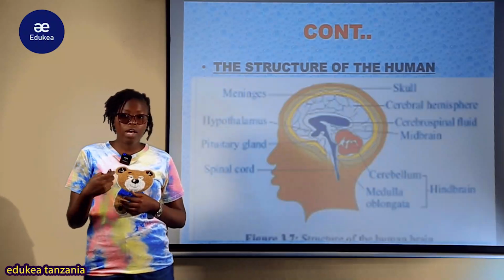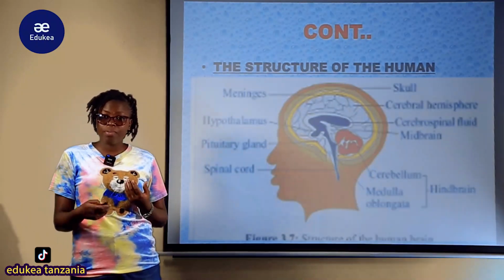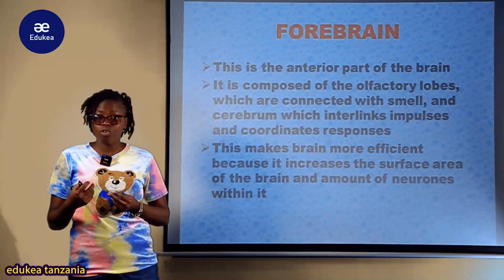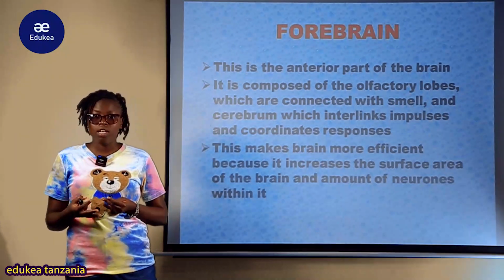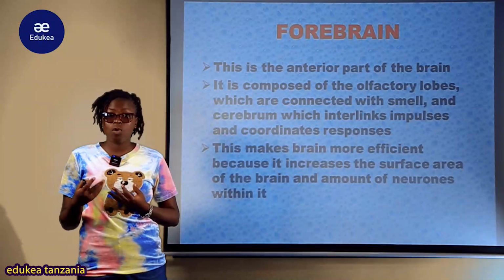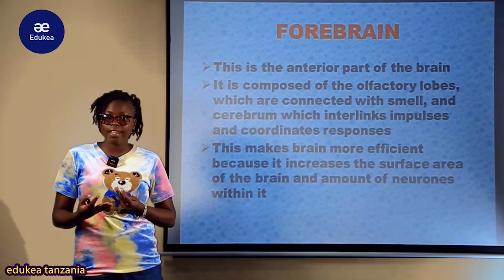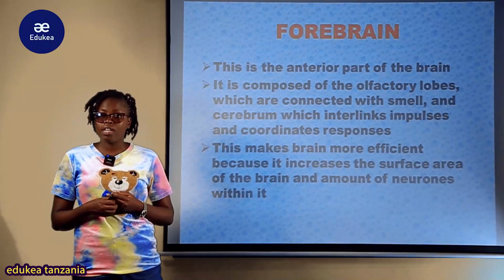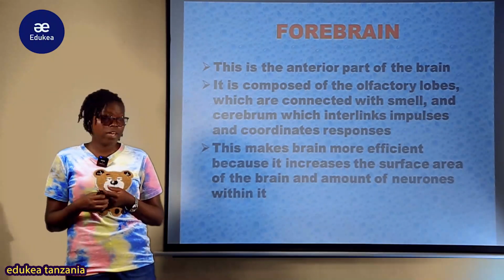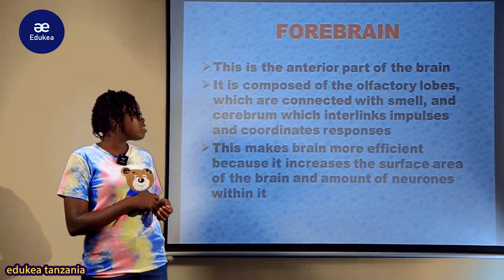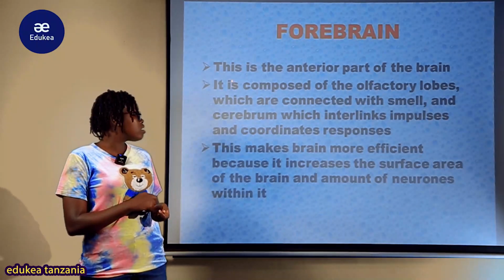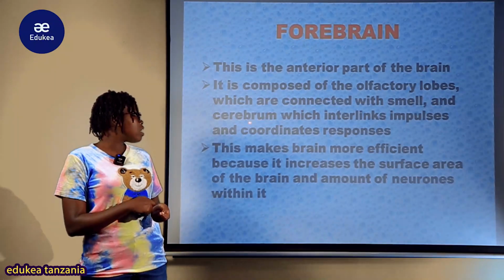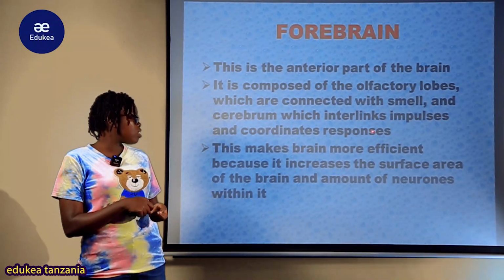So now we are going to discuss one part of the human brain after another, by starting with the first part of the brain ambao ndio forebrain, ambao hapa ndio ubongo wa mbele. So tunaenda kuangalia ubongo wa mbele umetengenezwa na components gani, hizo components na function gani katika kuweza ensure the coordination of the different bodily organs to ensure that they function in an appropriate way. So the forebrain, this is the anterior part of the brain, and it is composed of the olfactory lobes which are connected with the smell, and the cerebrum which interlinks impulses and coordinates responses.